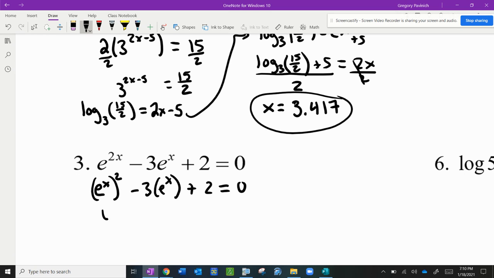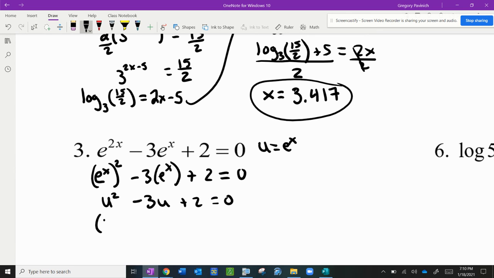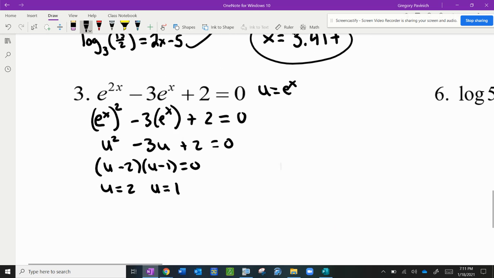Now, if we remember, if we want to go ahead and just replace e to the x with x, or let's do u, it doesn't matter which variable you use, but over to the side, I know u is really e to the x. And I'm just going to factor now. u minus 2 times u minus 1 equal to 0. I get u is equal to 2, and u is equal to 1. And this is kind of where we can make a mistake, because we're so used to dealing with polynomials, we think we're done. Don't forget u is really e to the x. So as I'm finishing this off, I've got to put e to the x back.